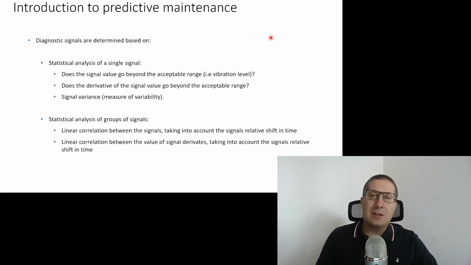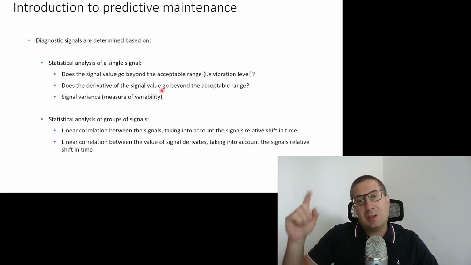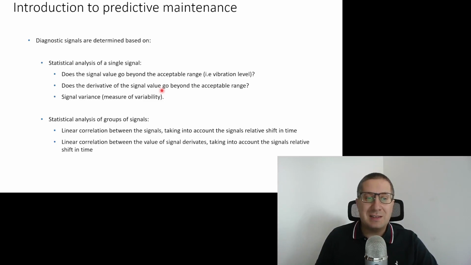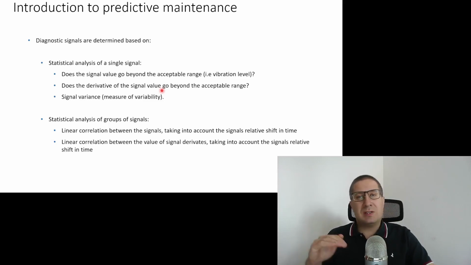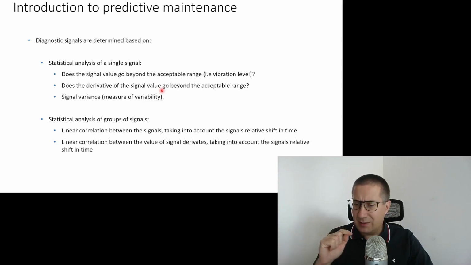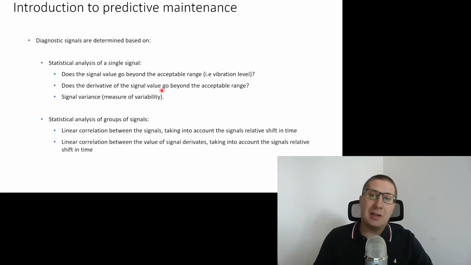We can also check the derivative of a signal value, whether it goes beyond the acceptable range. So the speed of changes, the rate of changes. If the signal is flat, and normally it was moving, then it means that something is strange. Or the value of this parameter increases with a very high rate, higher than in normal operation. This also could be a diagnostic signal. Or the variance.